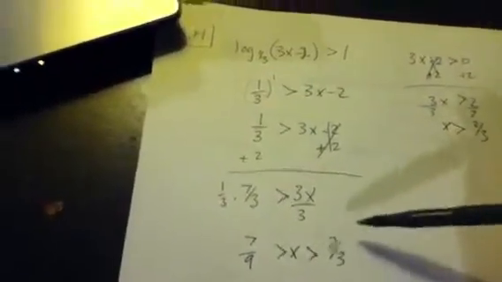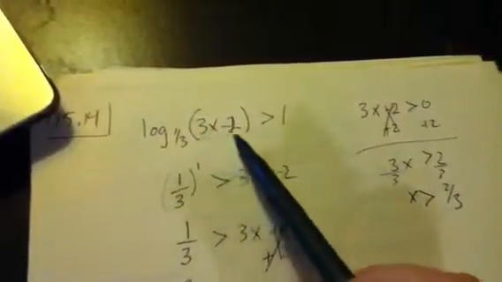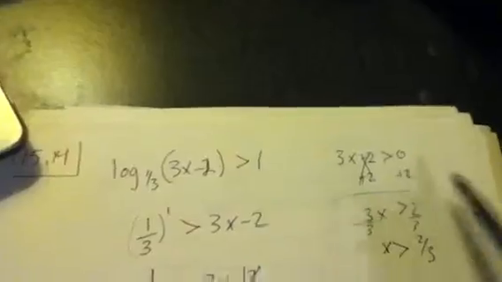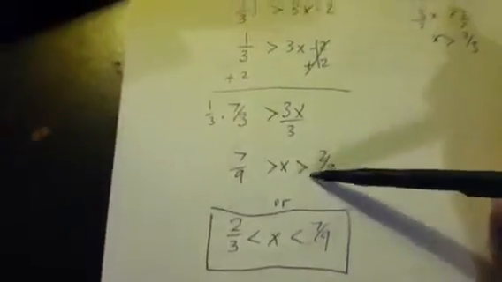Where did the 2/3 come from? Well, we know that this thing has to be positive. So what I do is over here on the side on some scratch paper, the argument, I set it greater than 0 and solve that out. Okay, so when I solved it, I got x had to be greater than 2/3. Okay, so that's where that 2/3 came from.